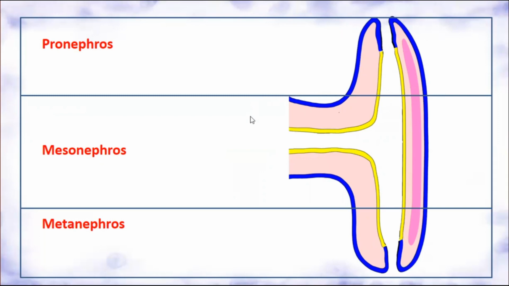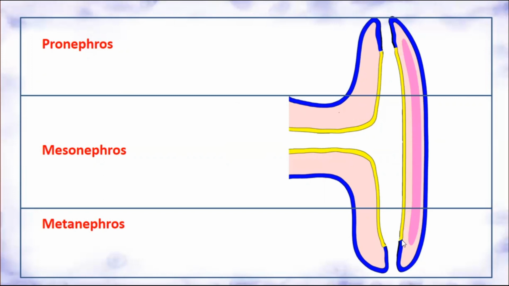Next stage is mesonephros, and mesonephros develops in the thoracic and abdominal region of the embryo. Here we can see mesonephros. It's the first stage of kidney which is functioning. So we also call this the primary kidney. It's mesonephros and it's located in the body. But pronephros and mesonephros later will disappear and aren't functioning after birth.